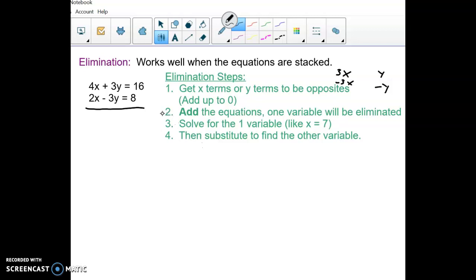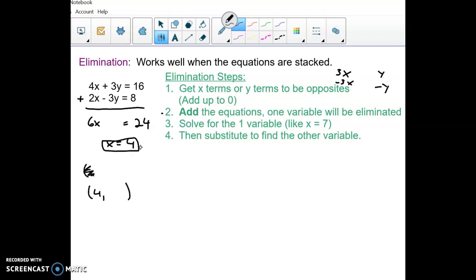Once you get that, step 2 is you're going to add them together, and then they'll eliminate. So in this case, positive 3y and negative 3y add up to 0. We get 4x plus 2x, no y's, and then 16 plus 8. You can see why this is valuable: now the y's are gone, and boom, we know x. Just divide by 6, and we get x to be 4. That's the first part of our answer. Remember, our solutions are going to be xy pairs. So we have x is 4.